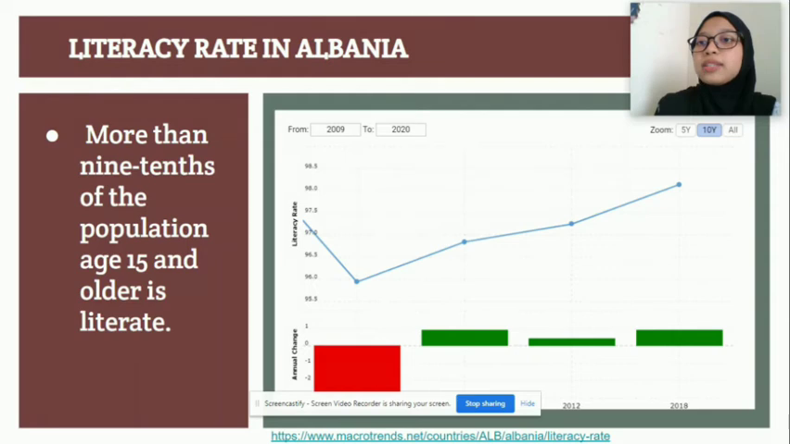Tirana also has an agriculture and polytechnic university, along with an impressive network of professional and vocational schools. That's why more than 9/10 of the population aged 15 and older is literate.